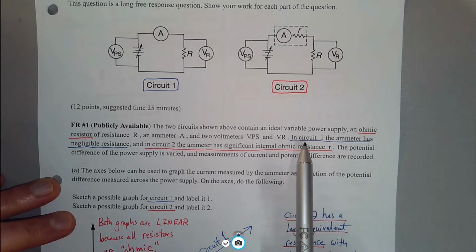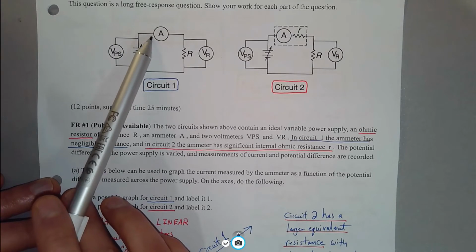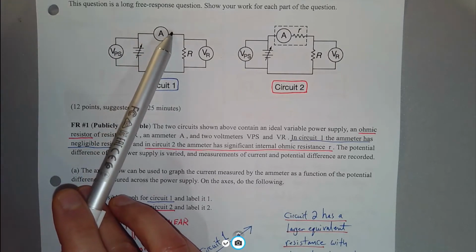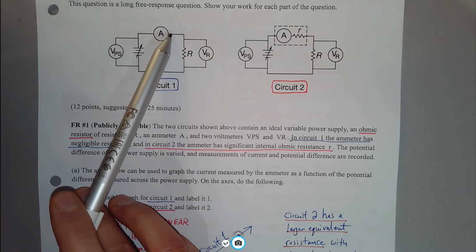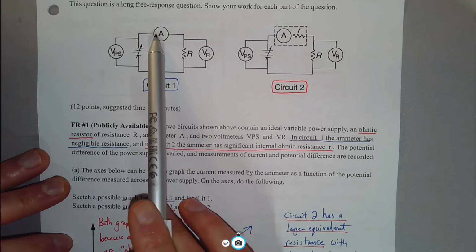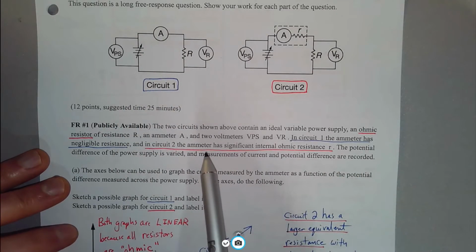In circuit 1, the ammeter has negligible resistance right here. This is circuit 1, so it's just an ammeter, and it's ideal, so it basically acts like an ideal wire. You can pretend that it's not in the circuit. It doesn't affect the circuit. There's no voltage drop across it.